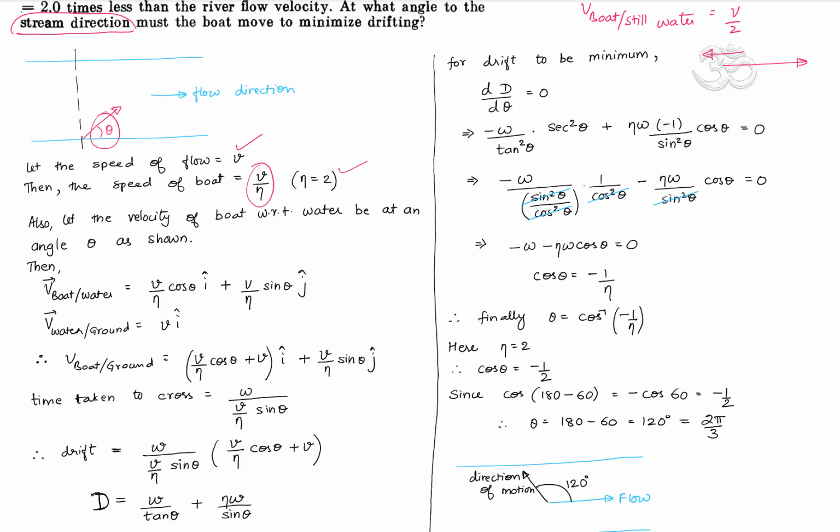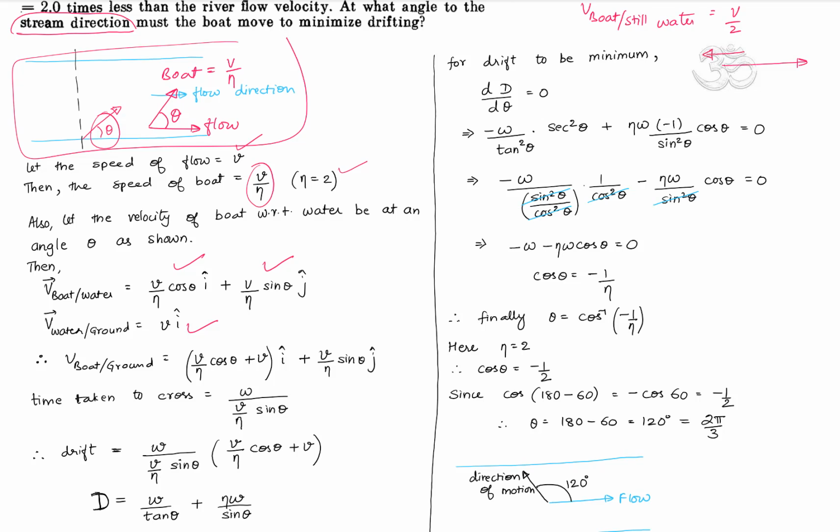So here is the figure. It shows you that this angle theta, of course, because flow direction is this, this is how the river flows. This is how the velocity of the boat is in the river. So the angle between these two will become the angle theta. Then we try to write the velocity of the boat with respect to still water in terms of theta. It would become v by eta cos theta i cap, v by eta sin theta j cap. The velocity of water with respect to ground is v i cap.